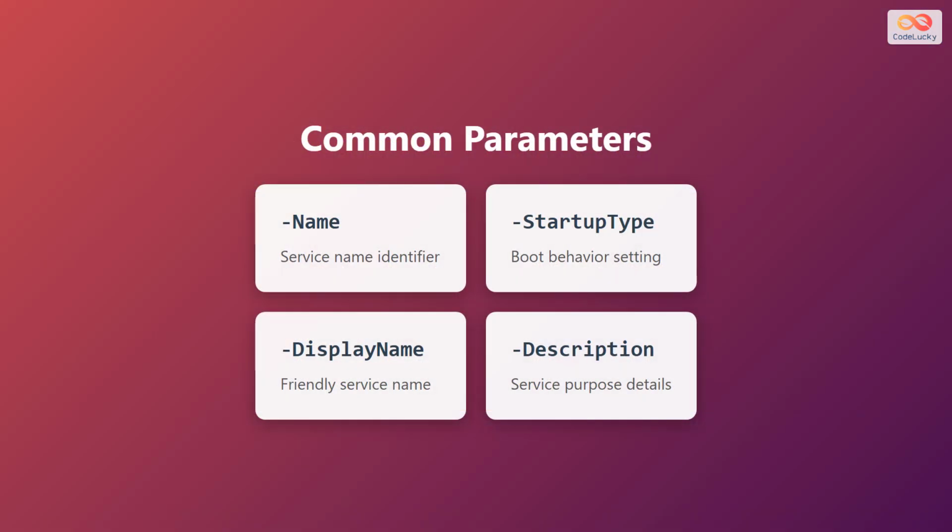Let's review the most commonly used parameters with Set-Service. The -Name parameter identifies which service to modify using its service name. The -StartupType parameter sets the boot behavior. The -DisplayName parameter changes the friendly name shown in the services console. And the -Description parameter adds or modifies the text that explains the service's purpose. These four parameters cover most service modification scenarios you'll encounter as a system administrator.